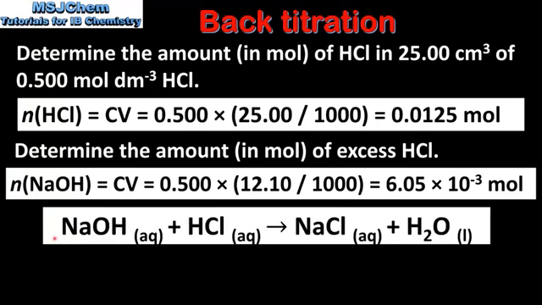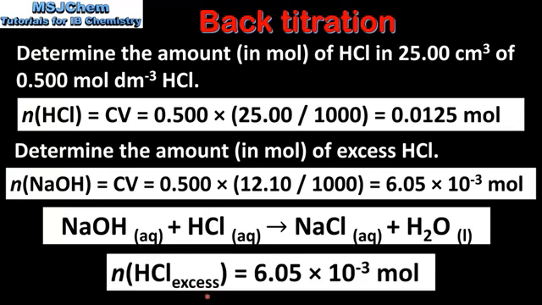If we look at the balanced chemical equation between sodium hydroxide and hydrochloric acid, we can see the molar ratio is 1:1. Because of this, the amount in moles of sodium hydroxide is equal to the amount in moles of excess hydrochloric acid. So the amount in moles of excess hydrochloric acid is 6.05 × 10⁻³ moles.